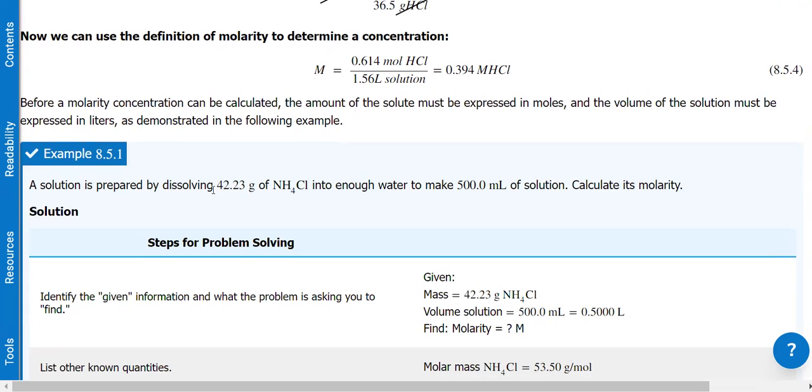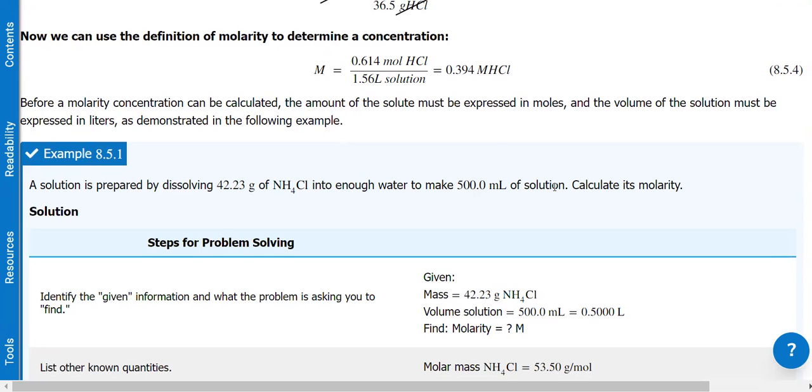Okay. So now we can see this in the exact same problem, a little more difficult. A solution is prepared by dissolving 42.23 grams of ammonium chloride. All right, so you're given the formula. You could easily make it a harder problem by using the name, ammonium, the polyatomic ion, chloride, and then having to figure out the formula. All right, and enough water to make 500 milliliters of solution.